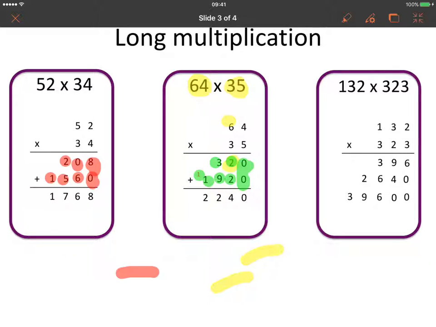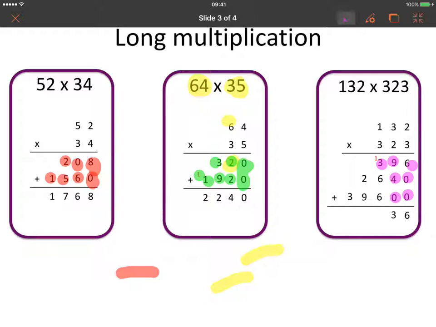Now that I have completed and multiplied all of my units with everything at the top, my tens with everything at the top, and my hundreds with everything at the top, I can add. And here goes. So 6 add 0 will give me 6. And 9 add 4 add 0, well, that gives me 13, so I cannot forget to carry the 1.